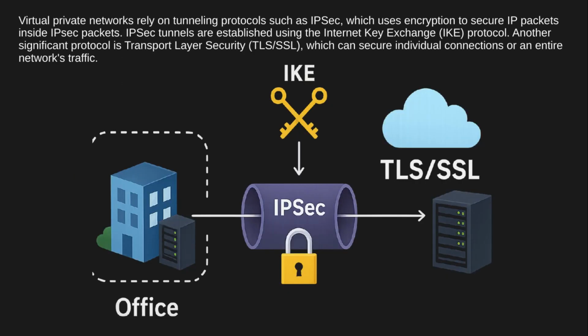Virtual private networks rely on tunneling protocols such as IPsec, which uses encryption to secure IP packets inside IPsec packets. IPsec tunnels are established using the Internet Key Exchange, IKE, protocol. Another significant protocol is Transport Layer Security, TLS-SSL, which can secure individual connections or an entire network's traffic.